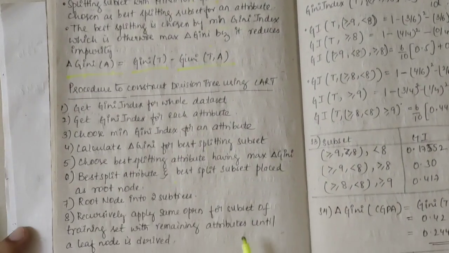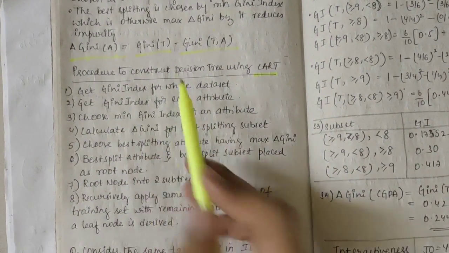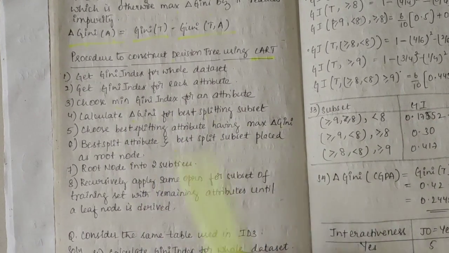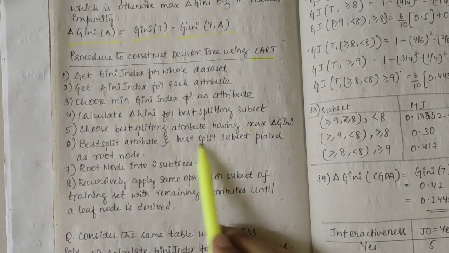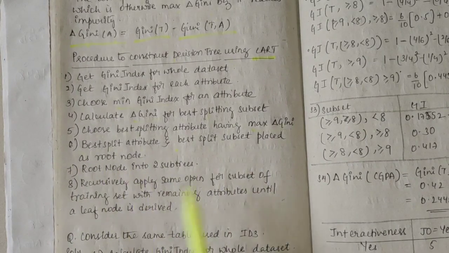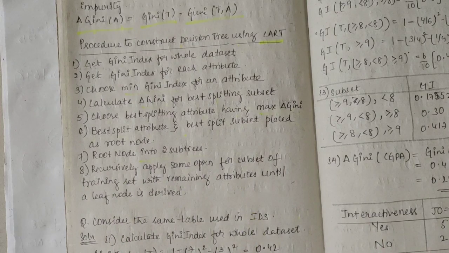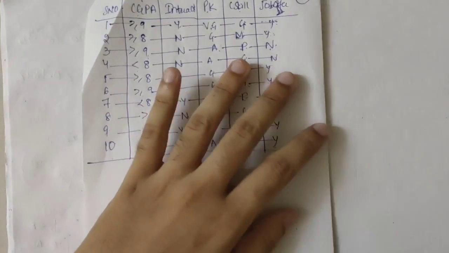The procedure to construct a decision tree using CART is to get the Gini index for the whole data set, and then for each attribute choose the minimum Gini index, and then calculate delta Gini for the best splitting attribute. Choose the best splitting attribute having maximum delta Gini. The best splitting attribute and best split subset are placed as the root node, which splits into 2 subtrees. Recursively apply the same operation to the subset of the training set with the remaining attributes until a leaf node is derived. Here also we'll be considering the same example.